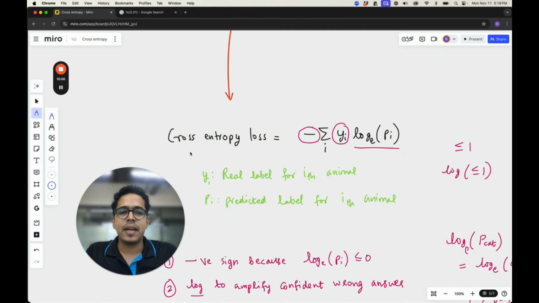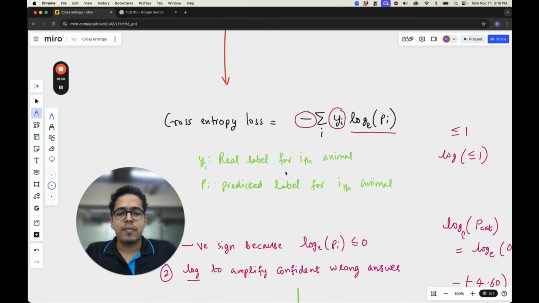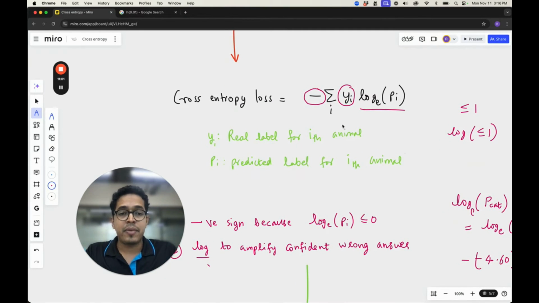So that's the reason why, although we'll end up amplifying only the prediction corresponding to cat, because yi for only the cat is 1. For the other three animals, yi is 0. So essentially, we are amplifying confidently wrong answers, whenever someone says confidently that this is not a cat. That's essentially what we are doing.